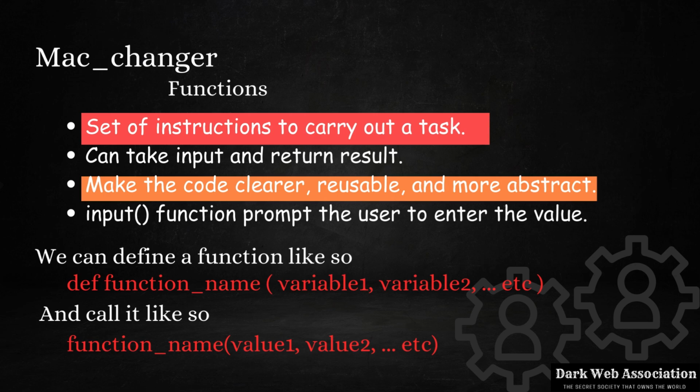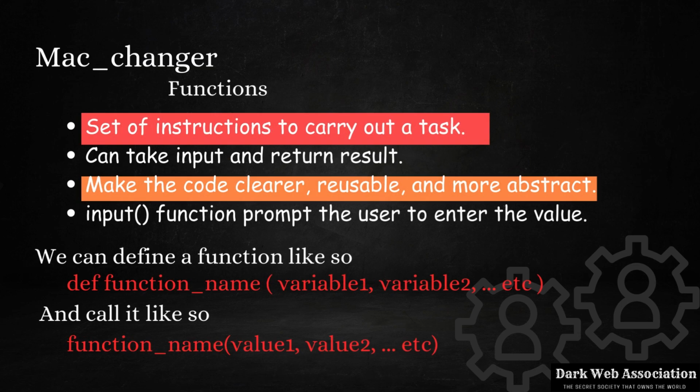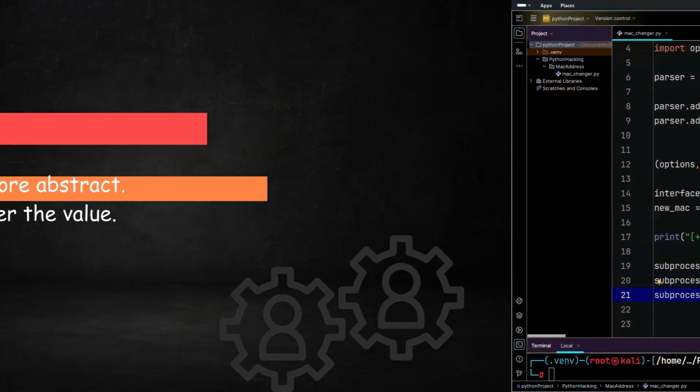Functions also make programming more abstract. For example, when we use the input function, we don't need to know how it works internally. We only know that we provided a string, it displays that string on the screen, and then it asks the user to input something. Once the user enters something, the function gives it back to us. The internal implementation is abstracted away from us. This concept is crucial when programming.